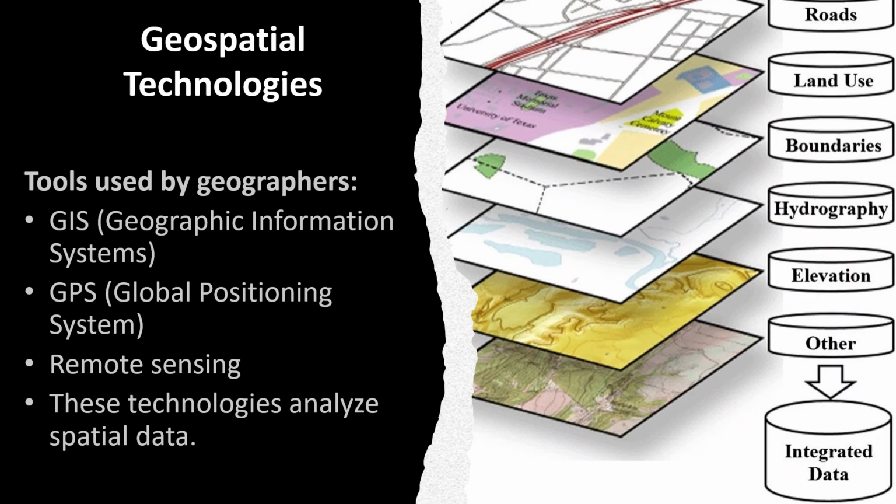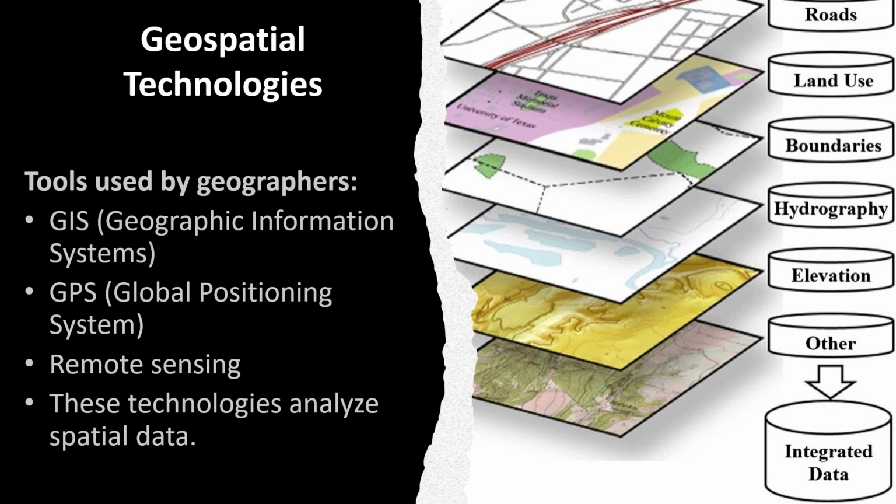Geospatial technologies include all the tools we use not only to collect data, but to analyze data. The Geographic Information System, or GIS, is used to look at data in many layers. The GPS, or Global Positioning System, is how we know where things are.